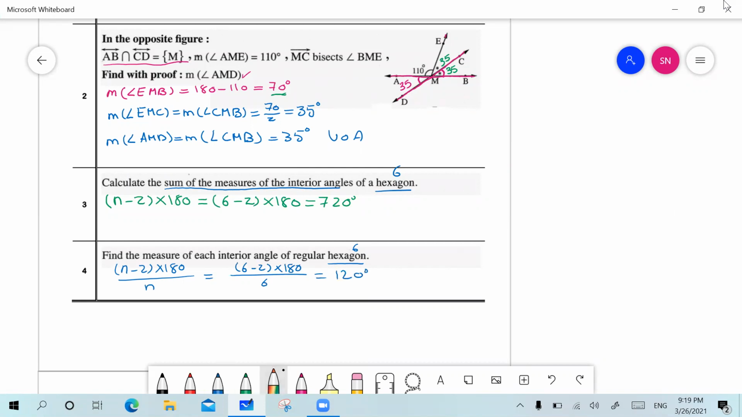So when I want to calculate the sum of measures of the interior angles, I use the rule n minus 2 times 180. And when I want to find the measure of each interior angle, I use n minus 2 times 180 over n.